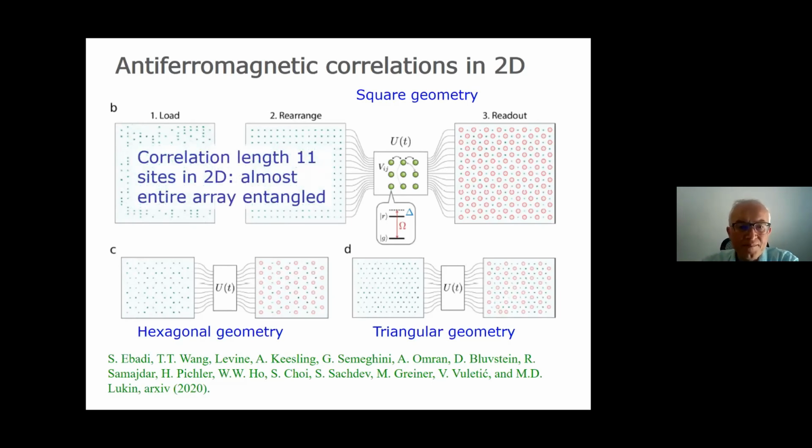We now have a correlation length which is 11 sites along each direction in 2D, which means that an 11 by 11 array, about 120 atoms, would be entirely entangled, and even this largest, 16 by 16 array is almost fully coherent along both directions, right? So 11 out of 16 atoms are entangled with each other. So we're making progress toward making fully coherent systems in 2D.